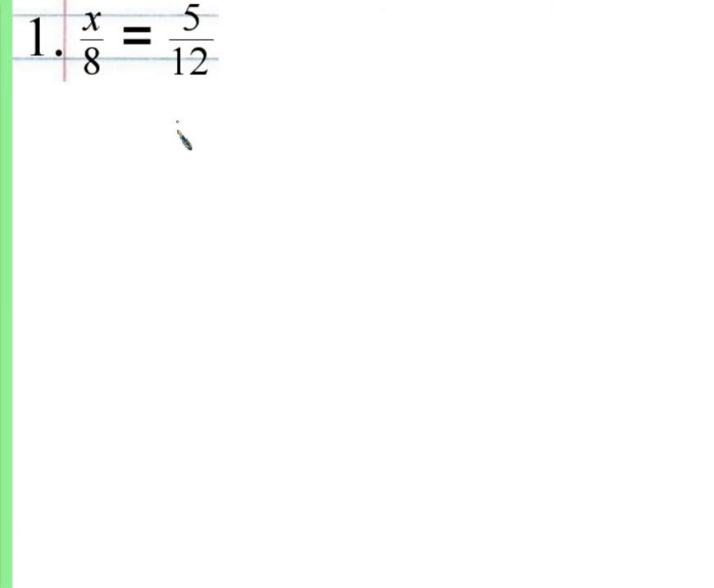So can we cross multiply? Of course we can. But I would like you to think, and it's going to save you some time here. I just want to get x by itself. How do I get x by itself? What's on that side with x? How do I get rid of it? Multiply by 8. 8 multiplied by 8 cancel each other out. On this side, we could do 8 and 12. They have a 4 in common, so 2 and 3. So we get 10 over 3.